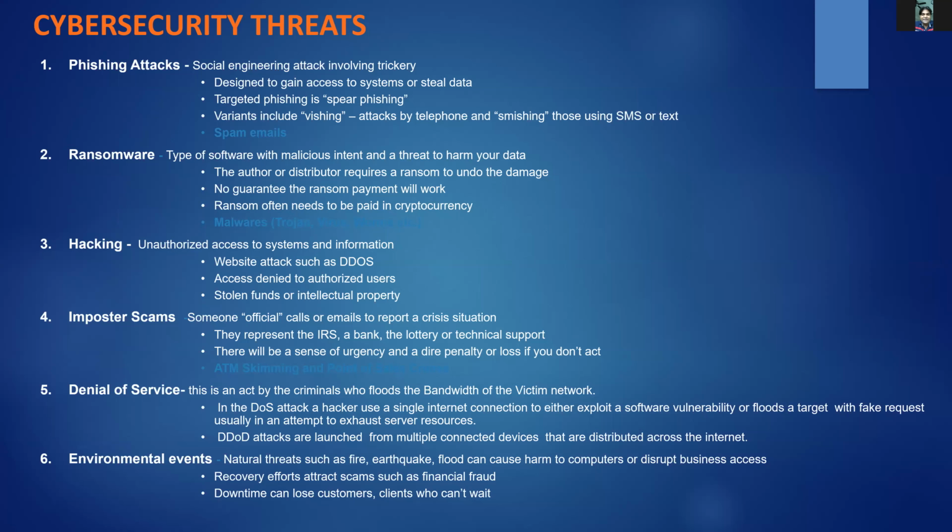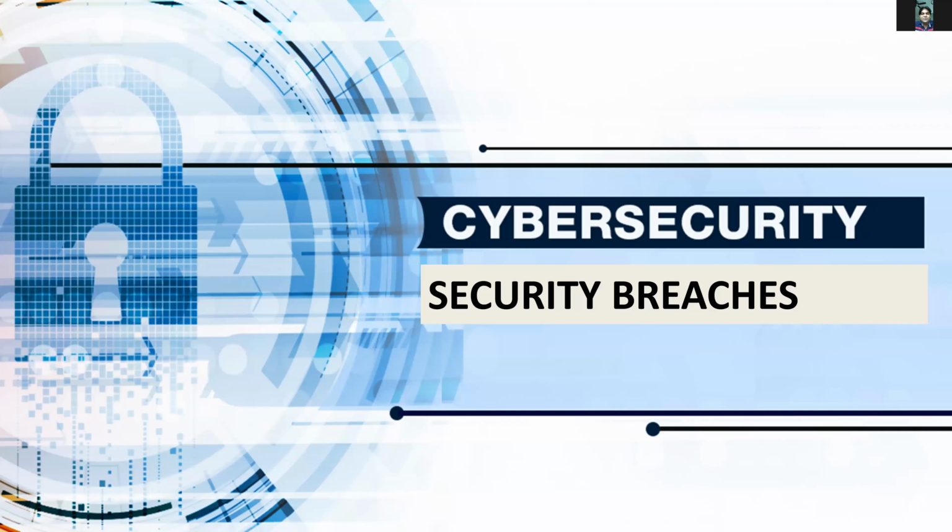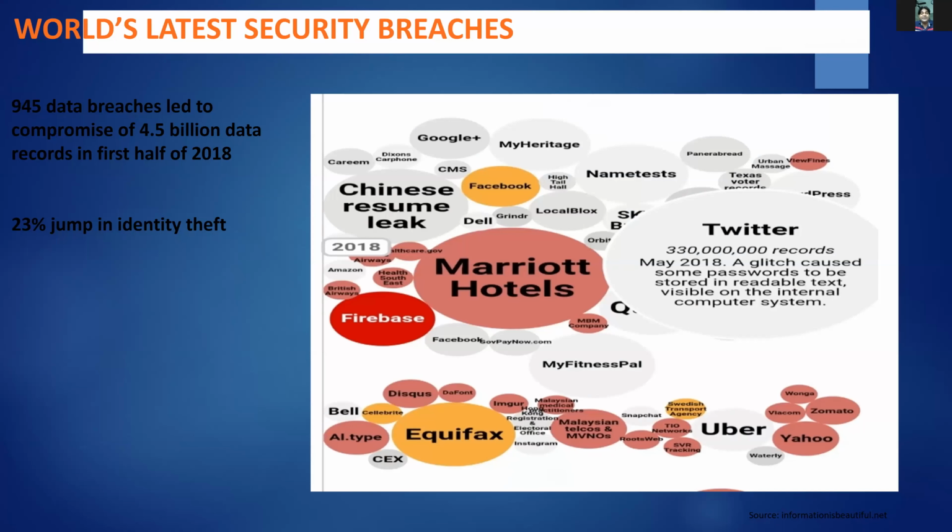Yeah, I would like to touch upon some of the breaches, and you would be amazed to see the scale I'm talking about. There had been 945 breaches with 4.5 billion data records or identities compromised in the first half of 2018 alone, which is a 23% jump year on year. You can see some of the biggest names: Marriott Hotels, Facebook, Twitter, Yahoo, Uber, Equifax, the entire Chinese resume leak, Google Plus. You name one, everybody is a victim. Next slide.